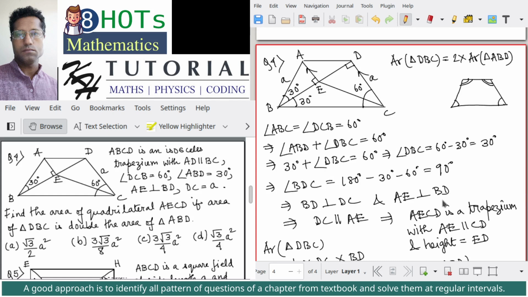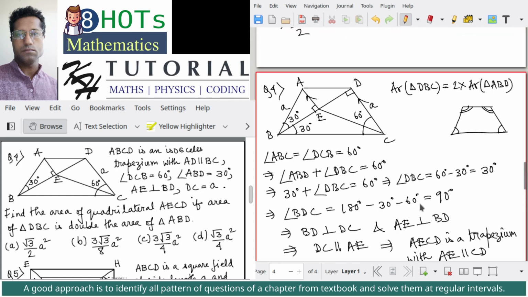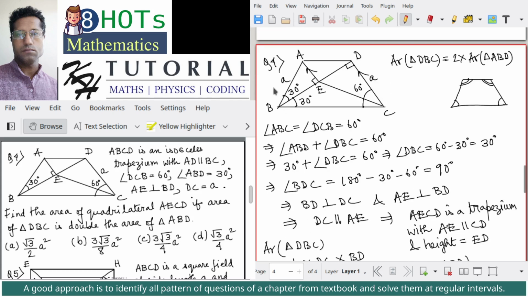We got AE. We also know DC. To find the area of the trapezium AECD, we need AE, which we have found to be A by 2, and DC, which we already know to be A. Now we need to know ED. How do we know ED? We know AE, so we can find BE.